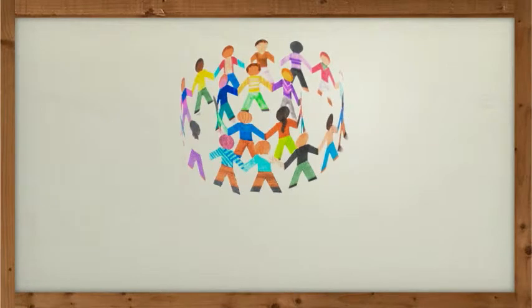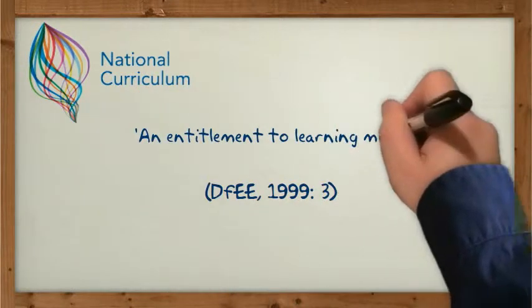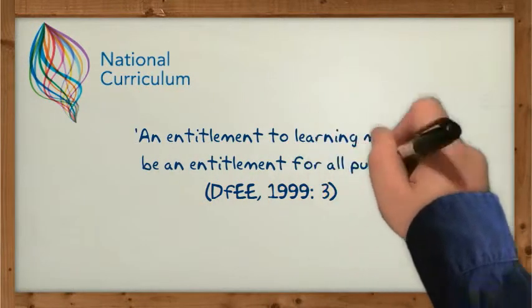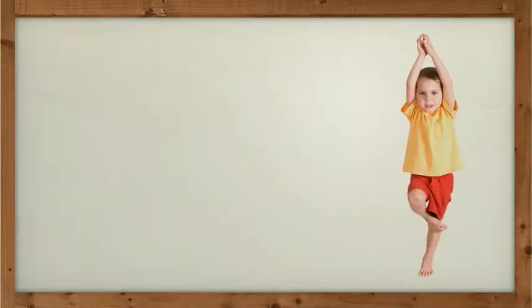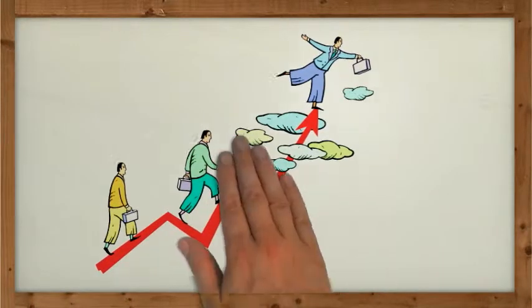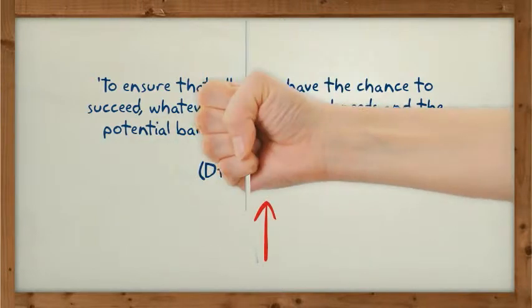Inclusion in the classroom is often reflected as a form of equality of opportunities. The National Curriculum Guidance argues in favour of this and states that an entitlement to learning must be an entitlement for all pupils. Teachers should aim to provide a broad and balanced curriculum to extend individuals' knowledge and understanding to the full potential, regardless of their individual learning needs. This is reflected in the Statutory Inclusion Statement.